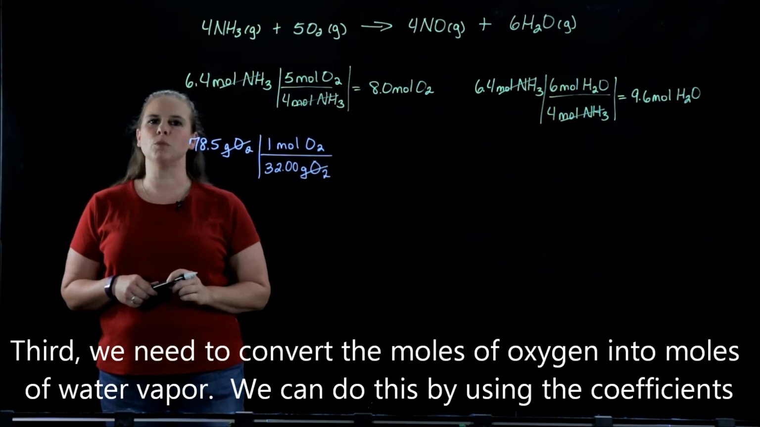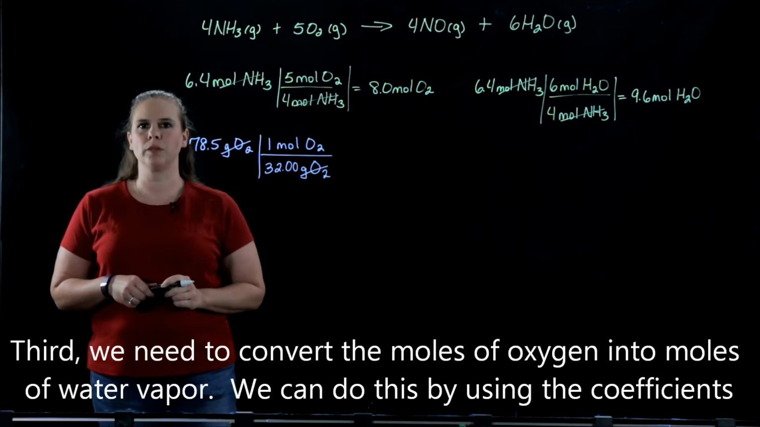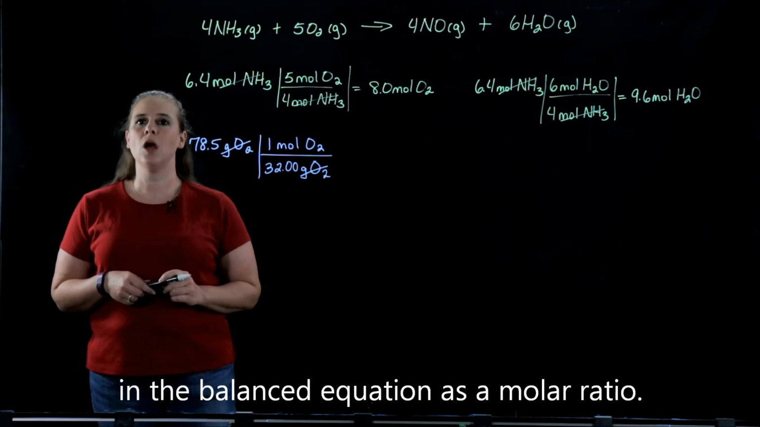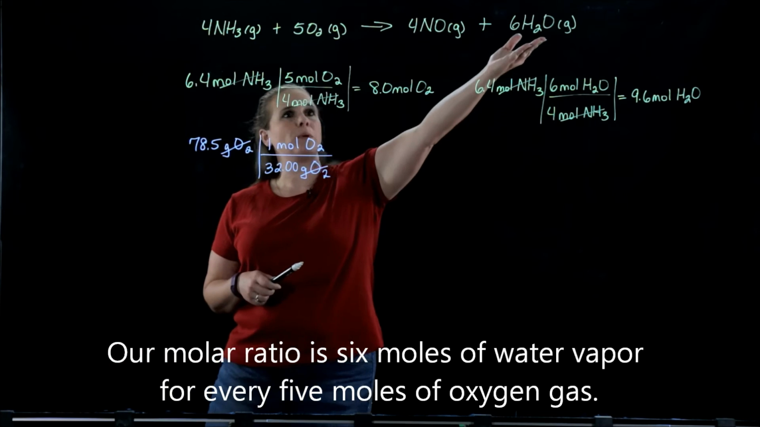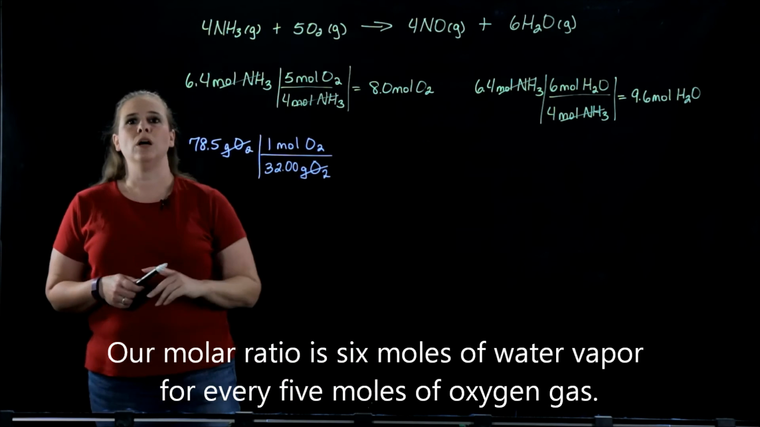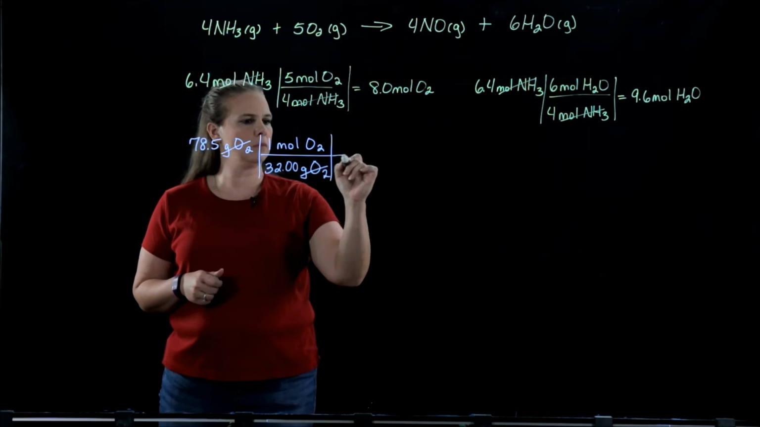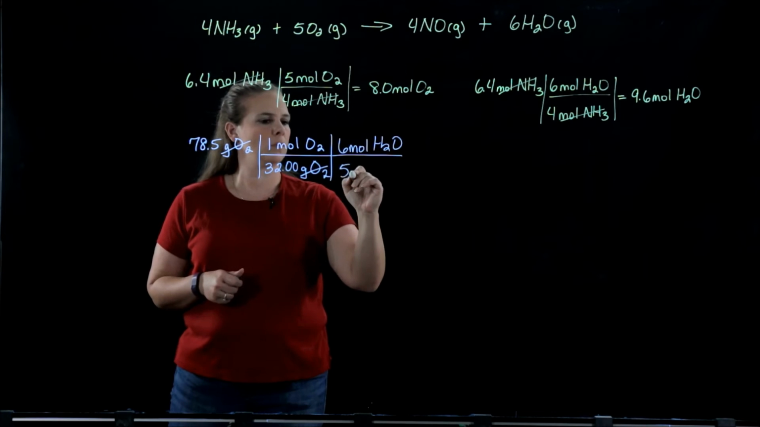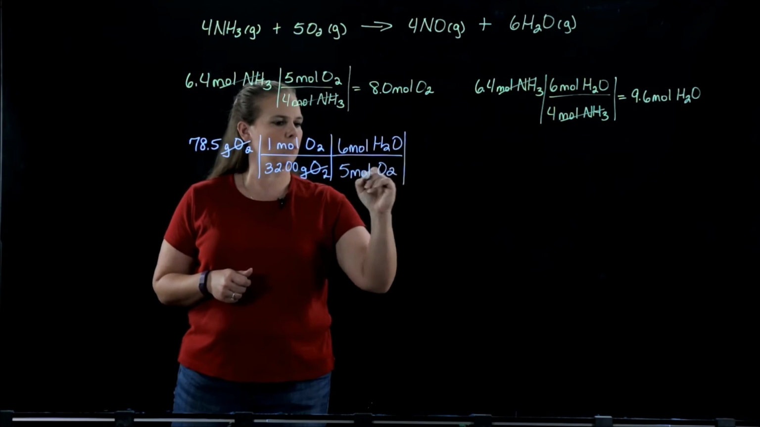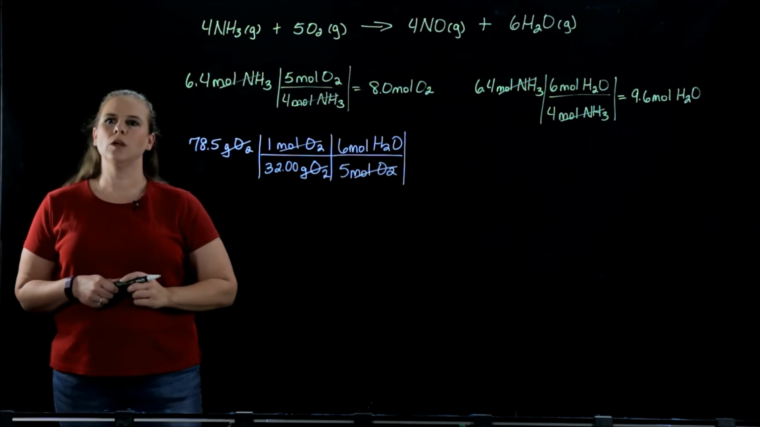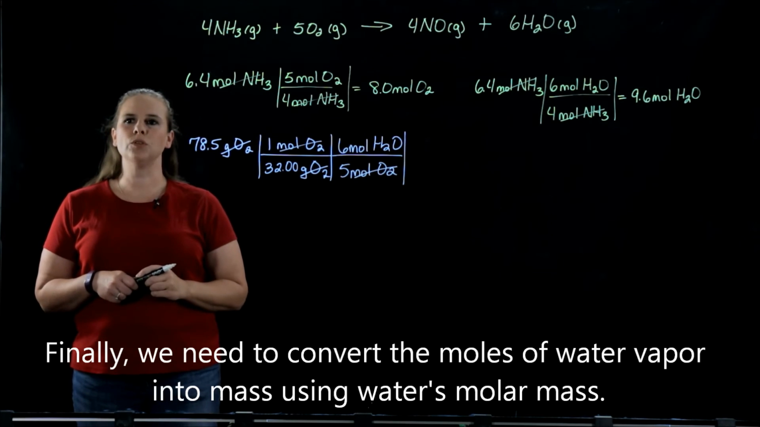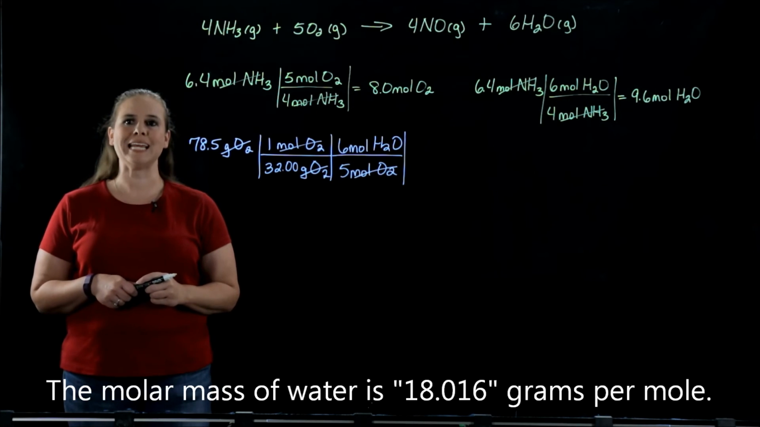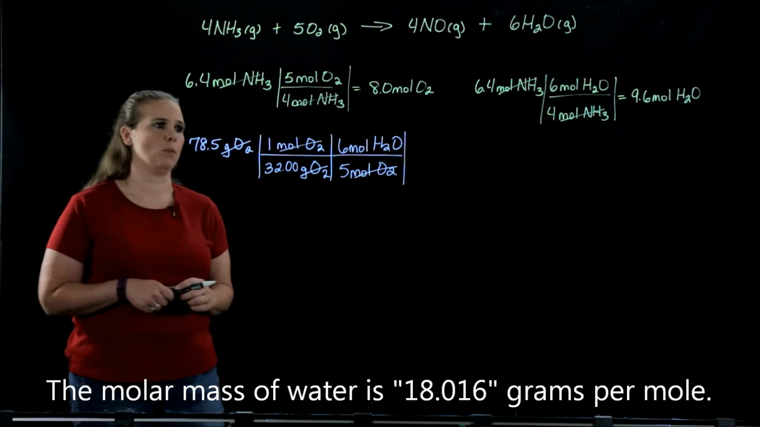Third, we need to convert the moles of oxygen into moles of water vapor. We can do this by using the coefficients in the balanced equation as a molar ratio. Our molar ratio is 6 moles of water vapor for every 5 moles of oxygen gas. Finally, we need to convert the moles of water vapor into mass using water's molar mass. The molar mass of water is 18.016 grams per mole.